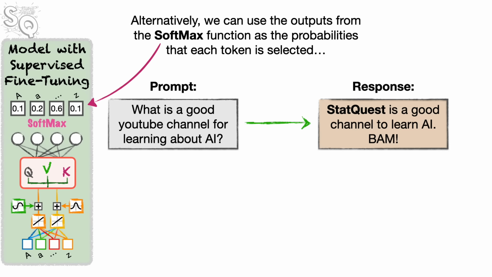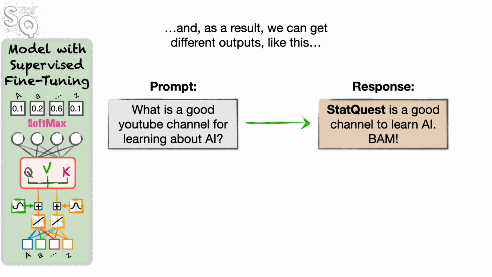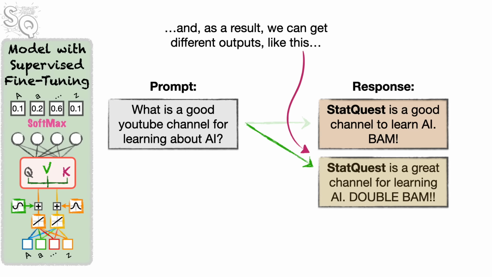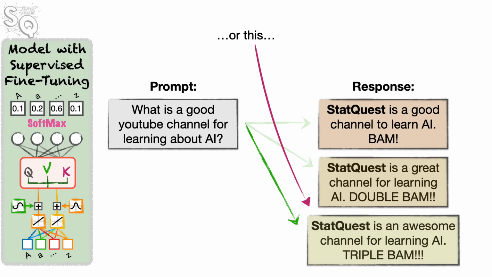Alternatively, we can use the outputs from the softmax function as the probabilities that each token is selected. And, when we use the probabilities to select the output token, the token with the highest value will be selected more frequently than the other tokens, but the other tokens still have a chance at being selected. And, as a result, we can get different outputs, like this: StatQuest is a great channel for learning AI, double bam. Or this: StatQuest is an awesome channel for learning AI, triple bam.